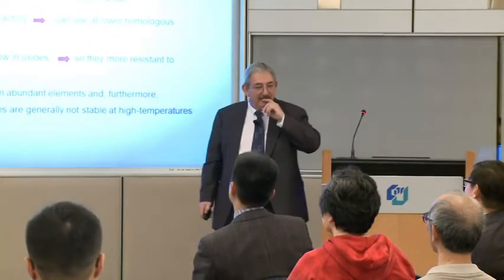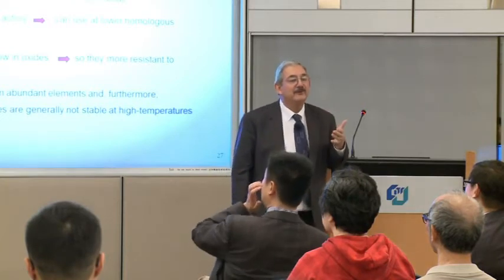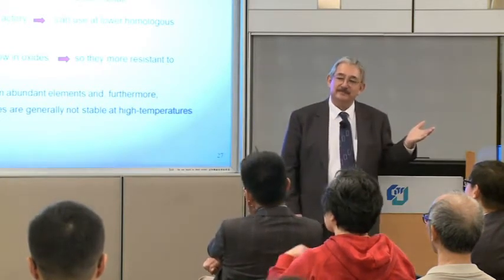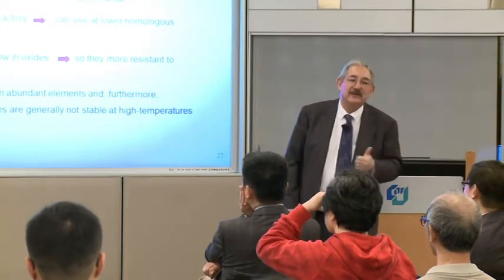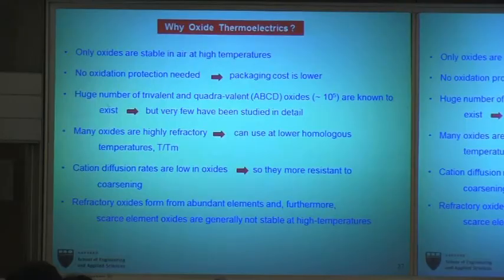So that then leads me to the next part of the talk. So how do we get over this? We need to use oxide thermoelectrics, A, because oxides are more common, but they're also the only materials that are stable in air at high temperatures. If you're going to work at high temperatures, you've got to have something that's stable in air. Oxides are the best one. You very rarely need oxidation protection, so there's less packaging costs.